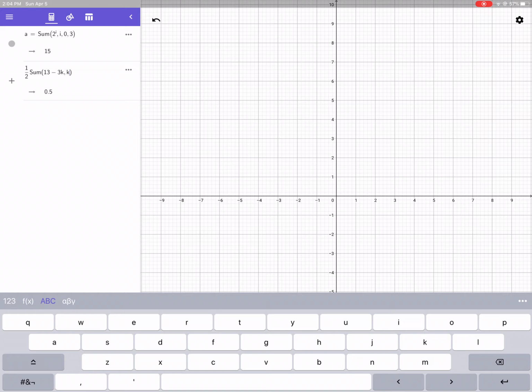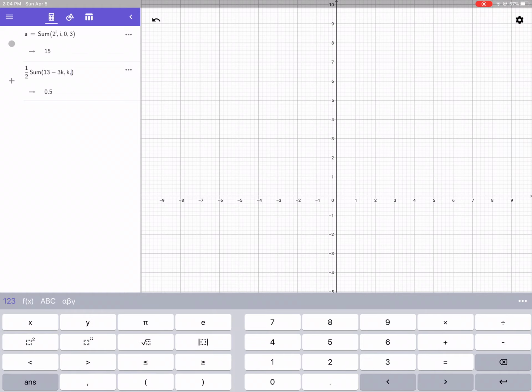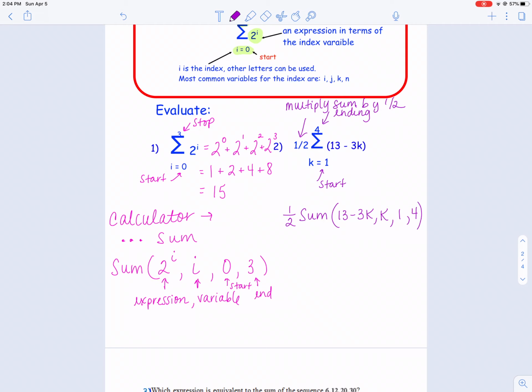I went outside of parentheses before. Then I'm going to do my starting number, which here is 1, comma, my ending number, which here is 4. And that should be my answer. The answer here is 11. That is the sum of term 1, 2, 3, and 4 of that expression, 13 minus 3K.